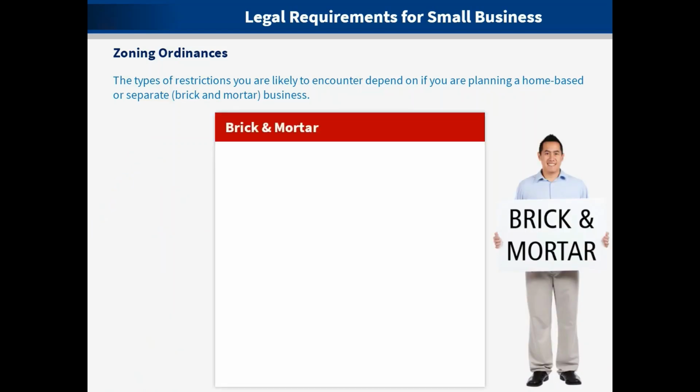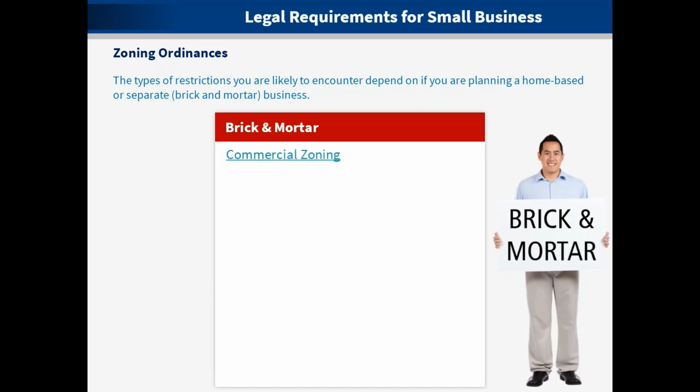Brick and mortar is a traditional physical building specifically used for your business or operation. A brick and mortar business will normally be located in a commercial zone, which typically has fewer restrictions than a residential area. However, there are different types of commercial zones. Make sure your business fits into the property limitations. Brick and mortar businesses fall under two general zoning classifications, commercial and industrial.